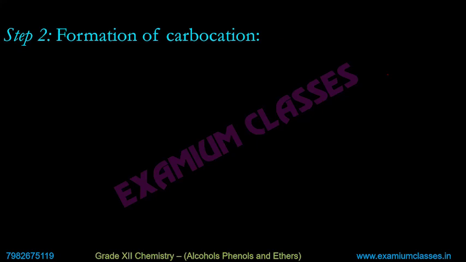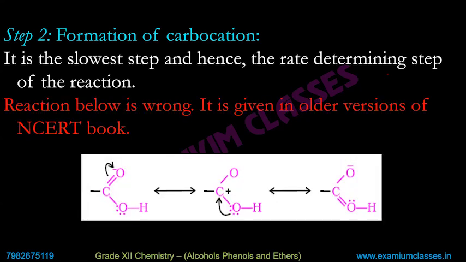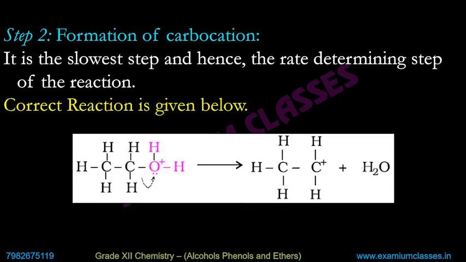So next step is formation of carbocation. The more stable the carbocation, for example tertiary, that will be easiest. But in this step, if you have the old version of NCERT, this reaction is given incorrectly. So this is just a misprint there. But in the new NCERT, this has been resolved. So this is basically the slowest step, formation of carbocation, and hence the rate determining step.